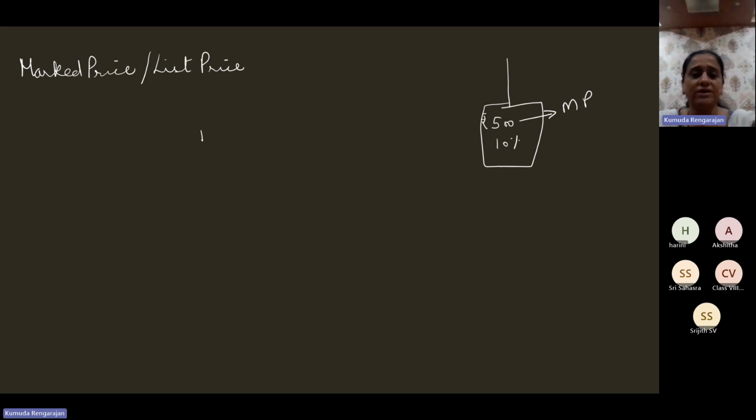So now mark price minus the discount. Mark price in rupees minus the discount in rupees will give you the selling price in rupees. Because discount is not added to the mark price. Discount means they're reducing the price of the product. So it is not mark price plus the discount. Mark price minus the discount, because you're getting the product for lesser value. So mark price minus the discount is the selling price.